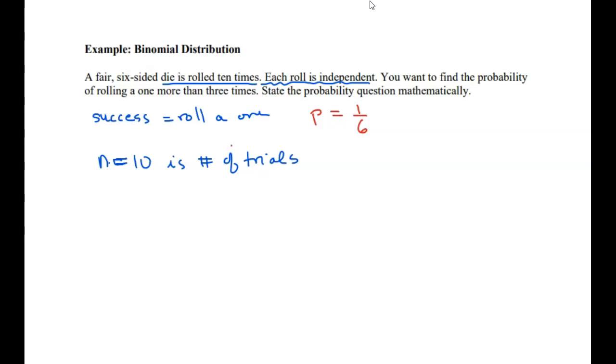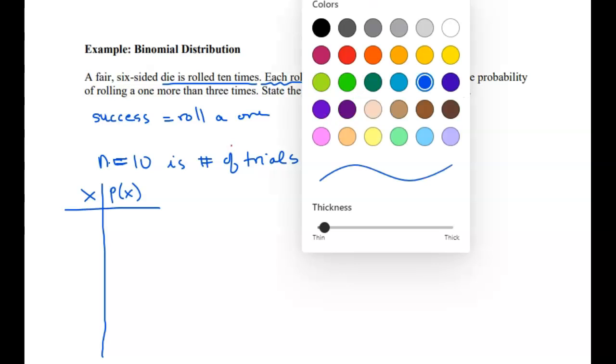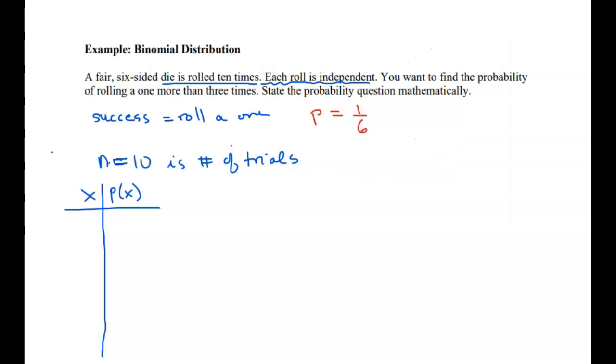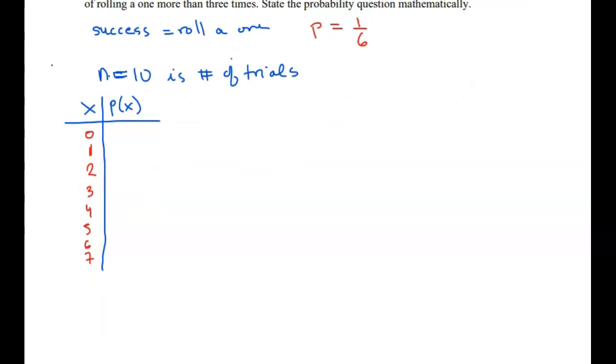I want to find the probability of rolling a 1 more than 3 times. Okay, so it's useful. Let's build a probability distribution here. My possible outcomes are that out of all of the 10 trials, I'm going to get no 1s. Out of the 10 trials, I'm going to roll one 1, or 2 1s, or 3, or 4, or 5, or 6, or 7, or 8, or 9, or 10.